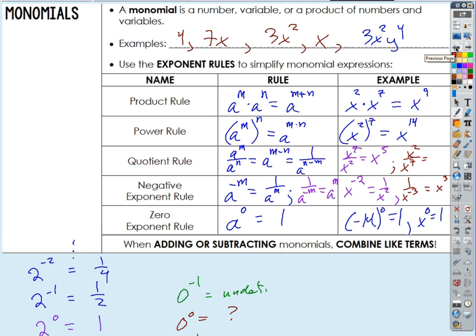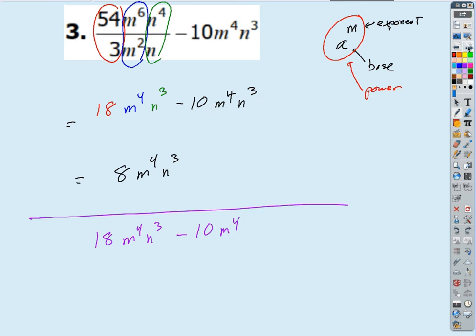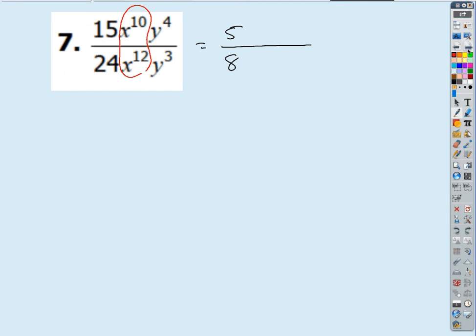If the bottom exponent is bigger, here's the rule. We could leave the base on the bottom and subtract the top from the bottom and just do it in one step, right? So here, let's apply that thinking. So here we've got x to the 12th and x to the 10th. Well, 12 is bigger than 10, so we'll leave the x on the bottom and we'll subtract 10 from 12 and get x squared. And just do it in one step.